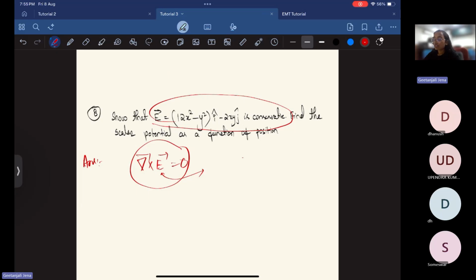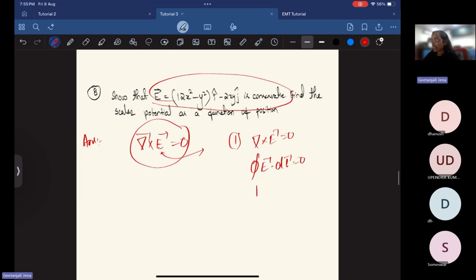So conservative force has a lot of definitions. You need to remember all the conditions: the curl is zero, the closed line integration is zero, and you can write E as the gradient of some scalar. So these are the definitions for checking whether the vector is a conservative force or not.